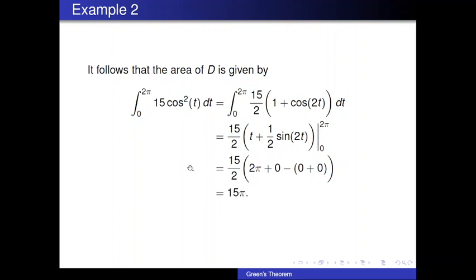Notice, I don't think that's a coincidence, that we had the unit circle warped in the x direction by 3 and in the y direction by 5, and then this area becomes 15 pi instead of pi, which was the area of the unit circle, right?